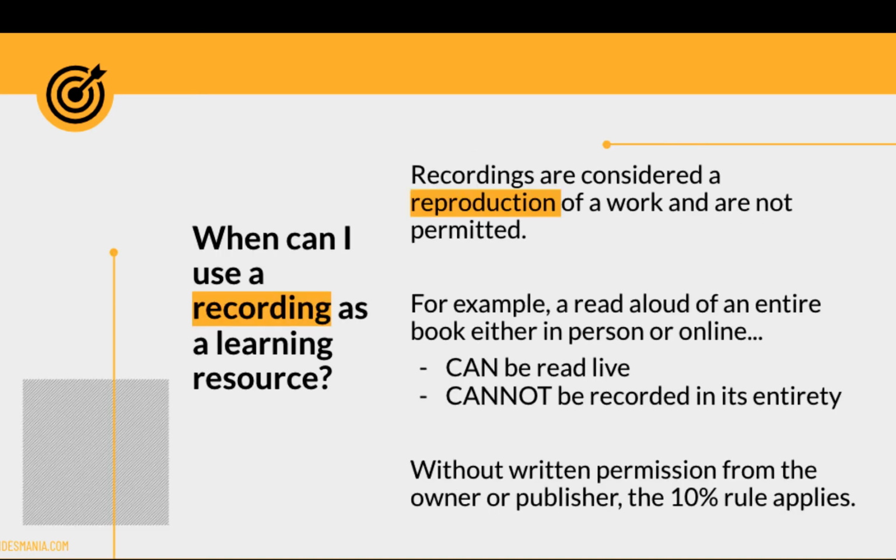We have had many questions about recordings. The big takeaway here is that recordings are considered to be reproductions. Therefore, only a portion of a book can be read aloud and recorded. Reading and recording an excerpt of a book is subject to the 10% rule. Recording yourself reading an entire children's book is not allowed because it infringes copyright. Only 10% or a chapter of a book can be read aloud, recorded, and shared with students. Live read-alouds, however, are permitted as long as they are for instructional purposes and take place during school hours.